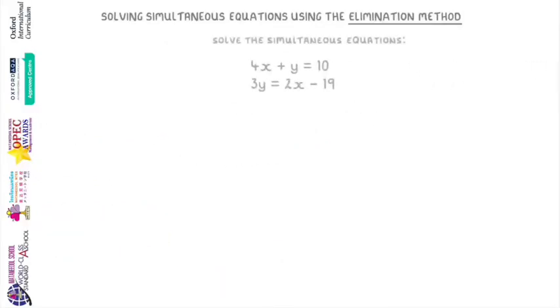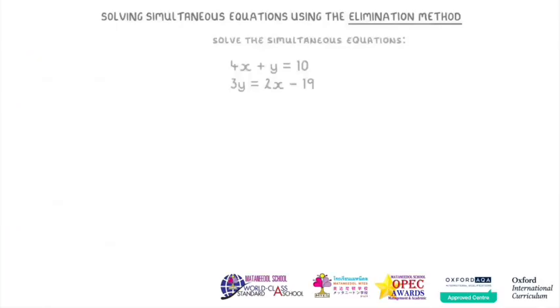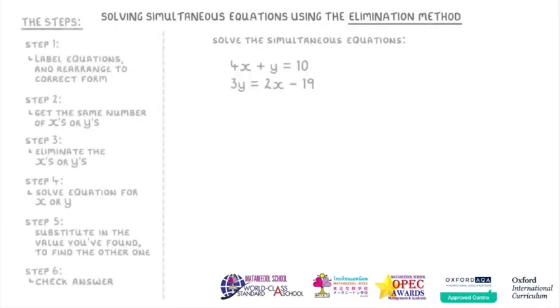Now, can you try to solve these simultaneous equations using the elimination method? So we have 4x plus y is equal to 10 and 3y is equal to 2x minus 19. So remember, you have to rearrange the equations so that they will look the same. Just follow these steps. Step 1, you have to label the equations and rearrange to the correct form. Step 2, get the same number of x's or y's.